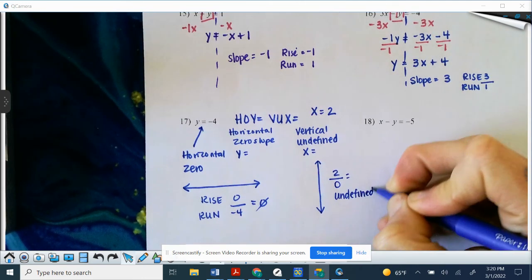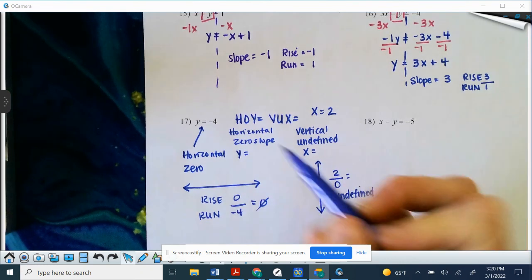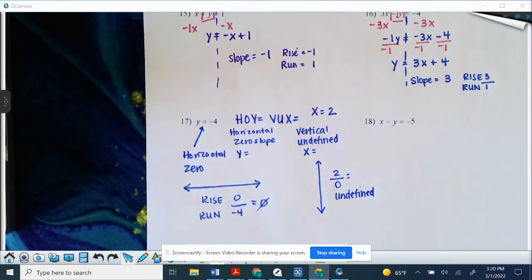So this is your mathematical y. HOY VUX is a great cheat to keep a lot of things very, very compact and answer a lot of questions with one thing to learn. So HOY, H-O-Y equals, VUX, V-U-X equals. And again, that's coming in the next day or two.